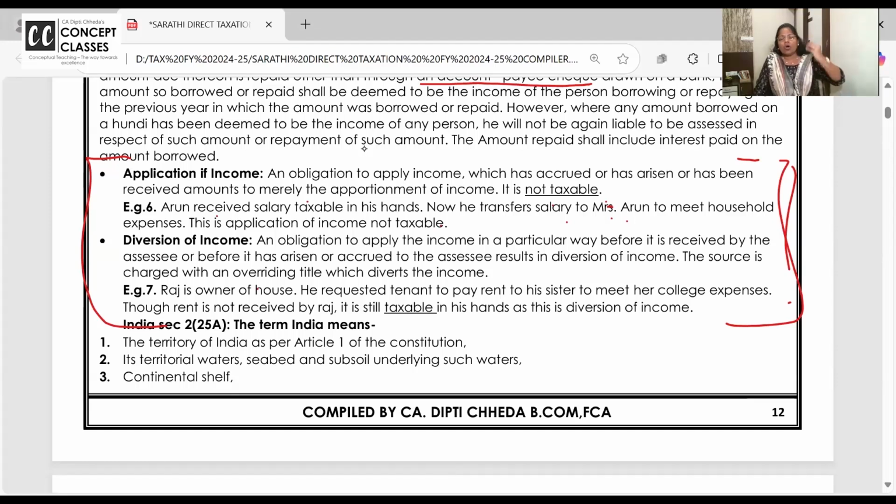No. See, these are concepts I call common sense concepts. It should be clear. Husband has earned the income. He has paid the tax. He's coming home and giving it to wife again. It's not taxable. Diversion of income: an obligation to apply the income in a particular way before it is received. Underline the words before it is received. The source is charged with an overriding title. Raj is owner of the house. He requested the tenant to pay rent to his sister to meet the college expenses. Though the rent is not received by Raj, still it is taxable in the hands of Raj. Same example.